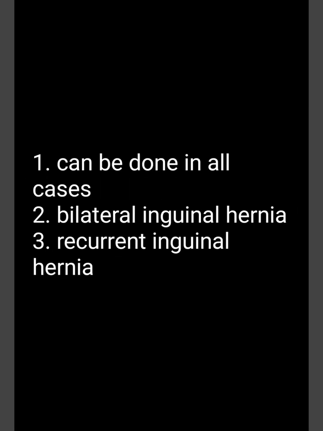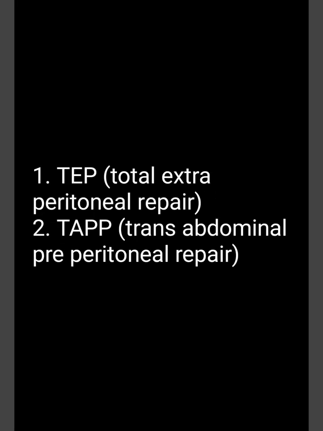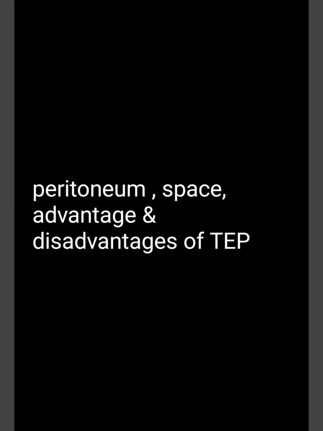Indications for laparoscopic inguinal hernia surgery. 1. Can be done in all cases. 2. Bilateral inguinal hernia. 3. Recurrent inguinal hernia. Types of laparoscopic inguinal hernia surgery. 1. TEP, total extraperitoneal repair. 2. TAP, transabdominal preperitoneal repair.